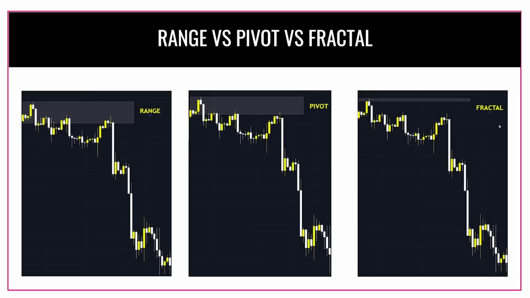If you're only looking at fractal supply zones, you're only taking into account that top wick right here, and you can see price did not come back into this zone to tap you into your trade, and you missed the movement down. Most smart money concepts traders choose pivot supply and demand zones.